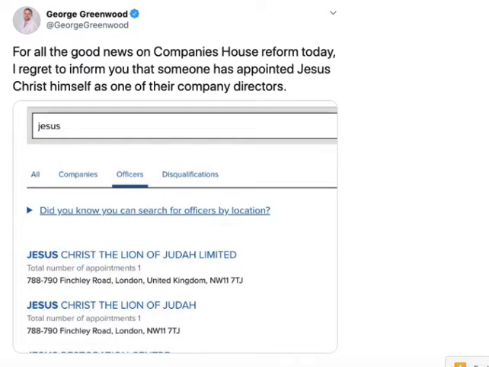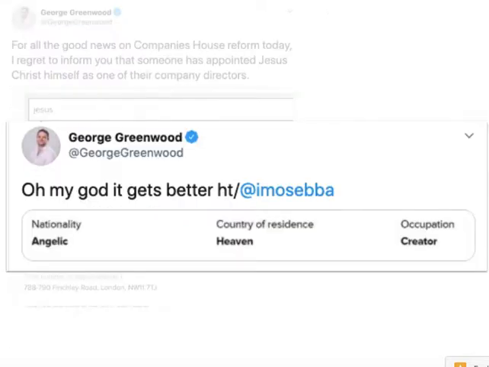Now, one thing to point out is, again, that the information on Companies House is not massively reliable. By way of example, this is something that the journalist George Greenwood found on Companies House. Jesus Christ himself listed as the company director of one company, and not only that, but they're listed as having the nationality angelic and the country of residence heaven, with the occupation creator. So you can see that Companies House really doesn't necessarily moderate or check the information that it receives.